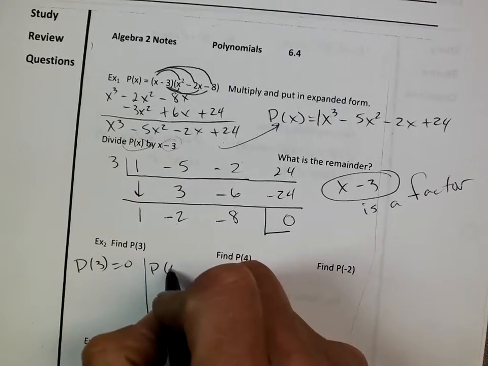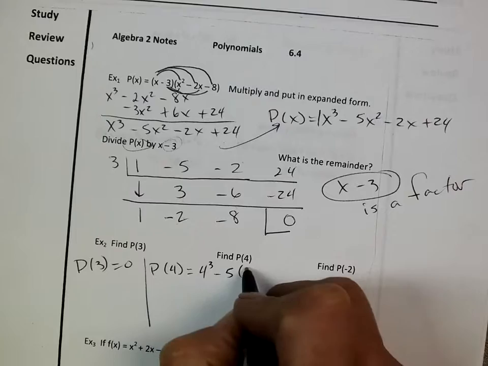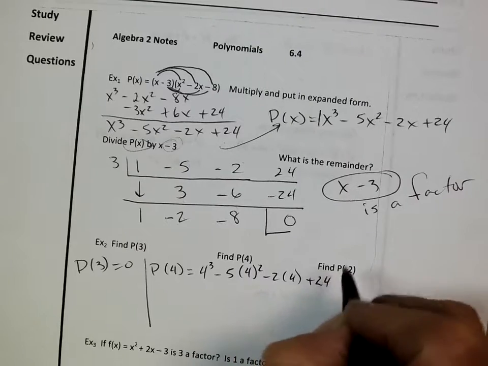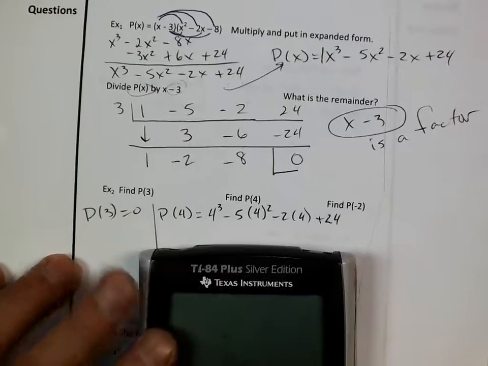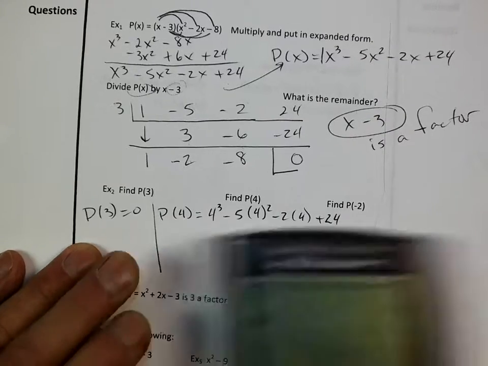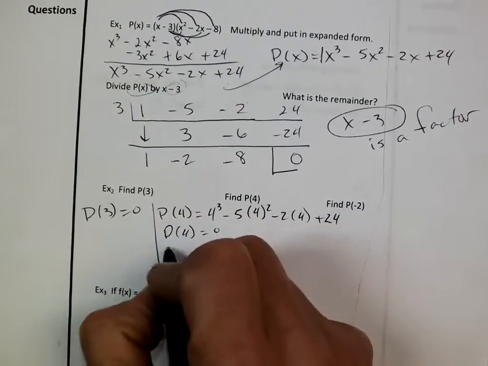I'm going to go p of 4 is equal to 4 cubed minus 5 times 4 squared minus 2 times 4 plus 24. And I'm going to use my calculator just because I don't want to do that in my head. I could, but why not just use a calculator, right? So we'll go 4 to the third, subtract 5 times 4 squared, minus 2 times 4 plus 24, and I get 0.